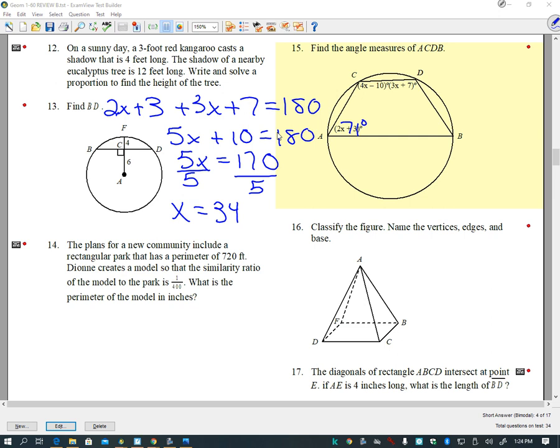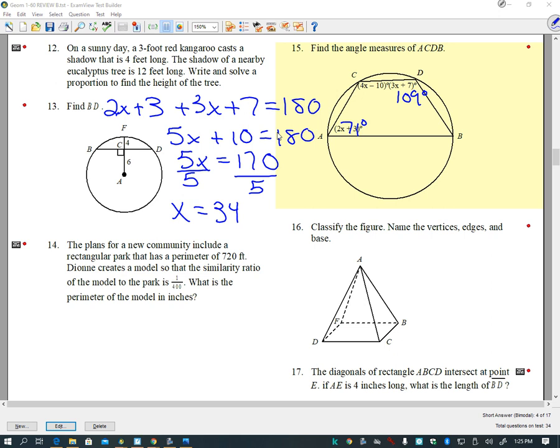Which should mean that if everything works the way it's supposed to, the angle D should be 109. So 3 times 34, I don't know that one off the top of my head, plus 7. Does it come out to 109? Okay, so D would be 109.